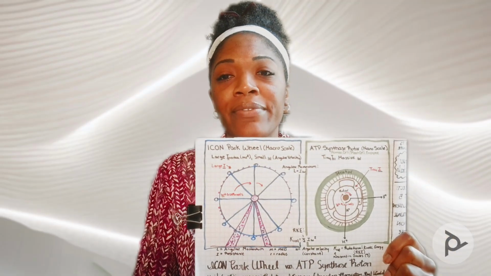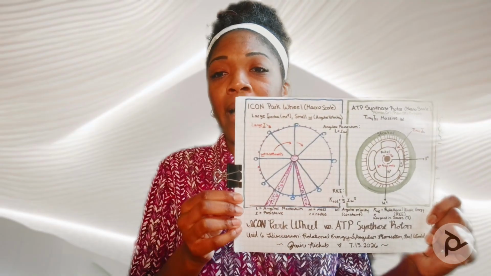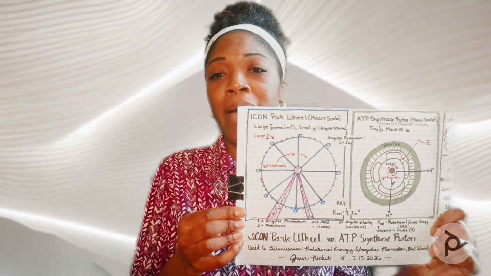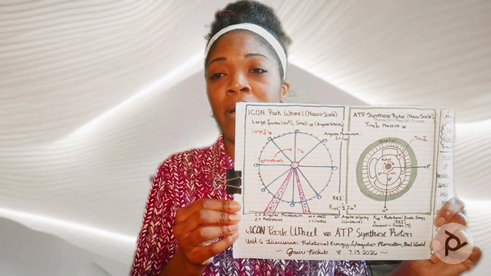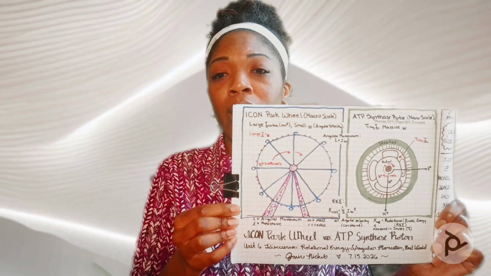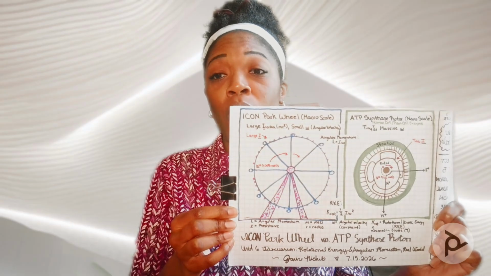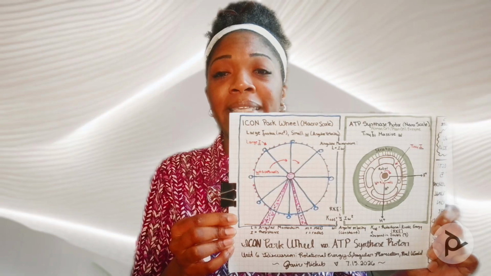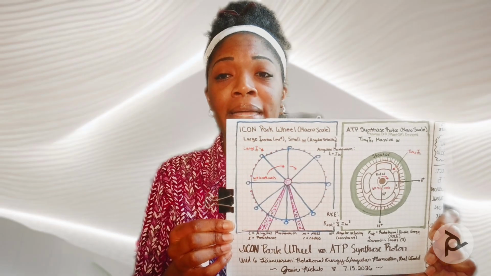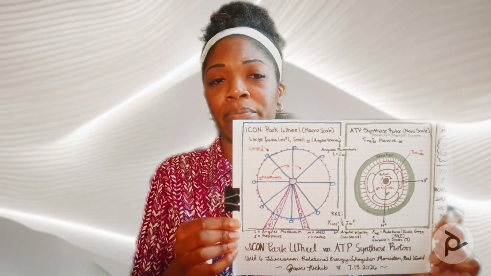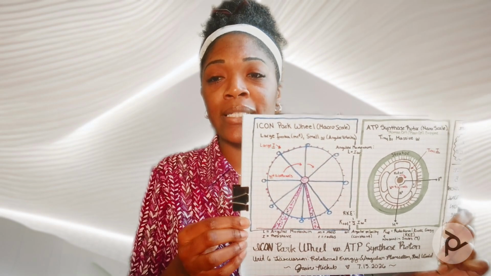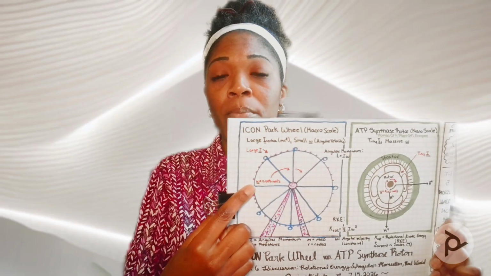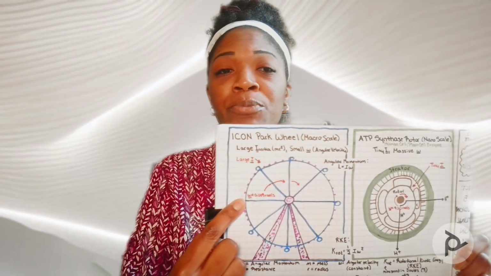On the left, the ICON Park wheel has an enormous mass and a 61-meter radius, giving it a massive moment of inertia. Because inertia is so large, it holds immense angular momentum and rotational kinetic energy, even though it spins at a tiny angular velocity of just 0.005 radians per second.